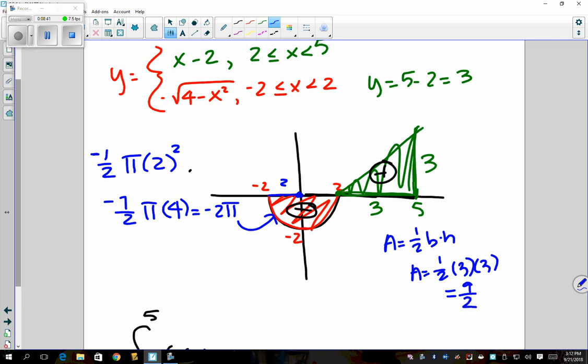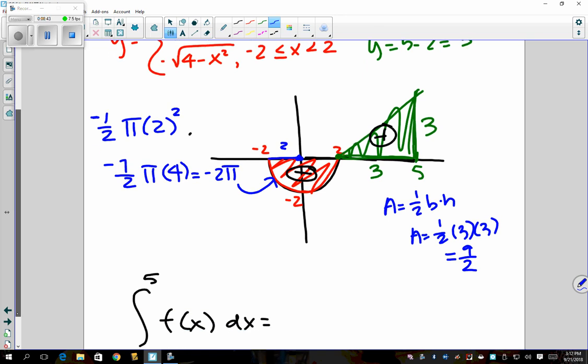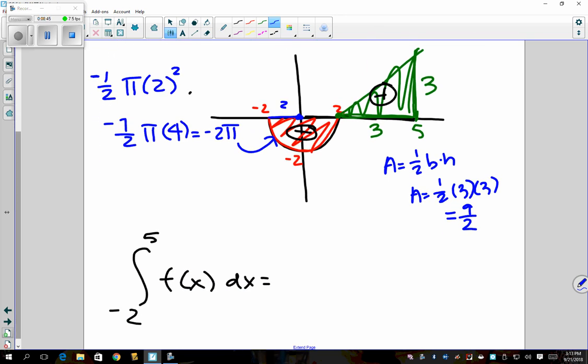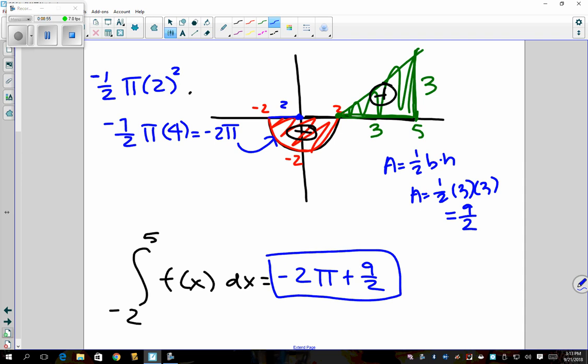So when I'm taking my total integral, my total area under the curve, again, I'm going to have to split this up. So I'll say this is equal to -2 pi plus 9/2. And since I have something in terms of pi and something that's not in terms of pi, I'm just going to leave it as is.